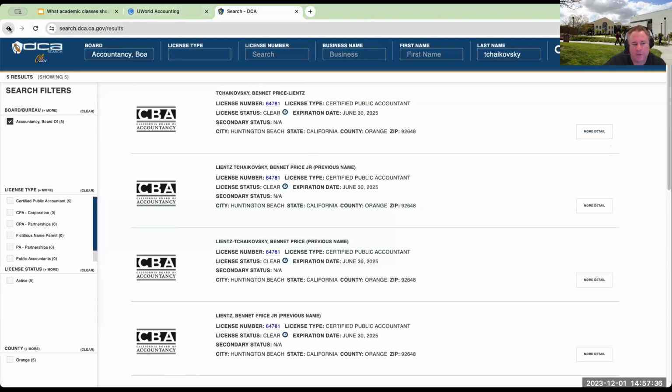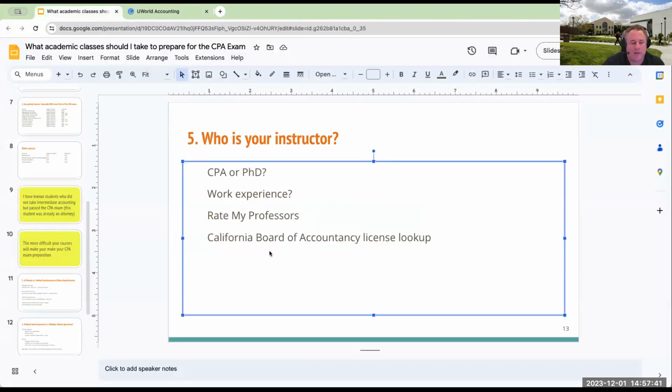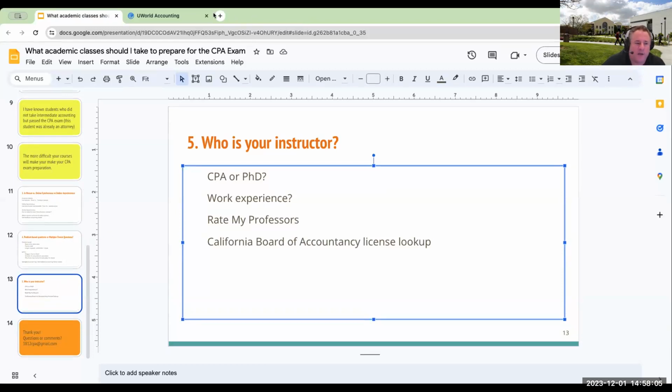So it's really important that you know who you are taking this class with, right? Who is my instructor? Because if you're taking a class from someone who is purely academic and you're taking a class like taxation and they've never filed a return, that's probably not a class that you're going to want to take.